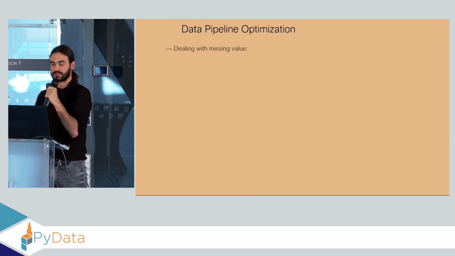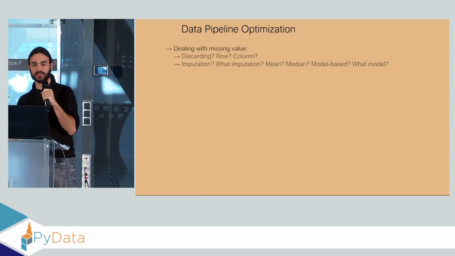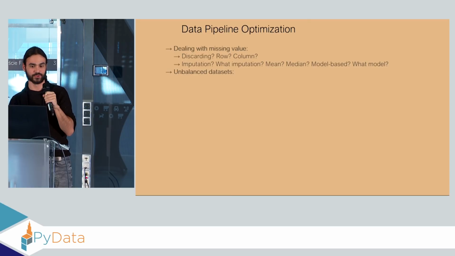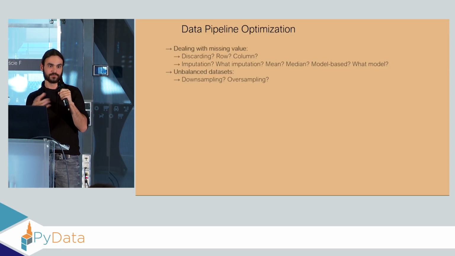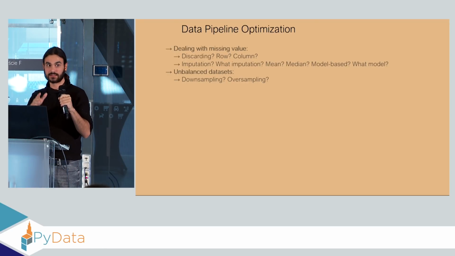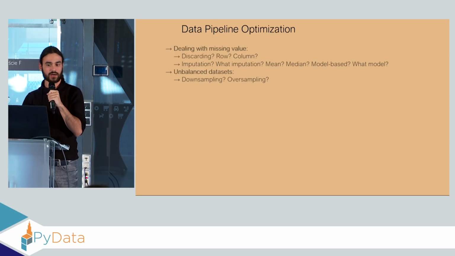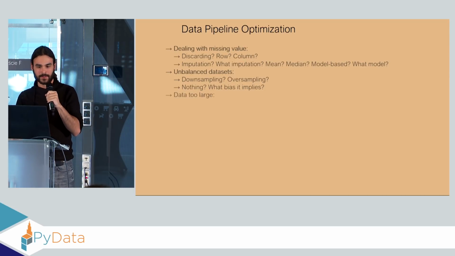So I made a small list of questions for you. When you're dealing with missing values, what are you doing? Discarding? What are you discarding? Rows, columns, imputation? What type of imputation? Are you replacing by the mean, median, model-based? What type of model? What type of hyperparameter for your model? If you have unbalanced data, why is that unbalanced? Because you could not sample some classes of your data distribution, or because that's the natural distribution of your data? Are you doing downsampling, oversampling? Or maybe nothing? What bias does it imply?